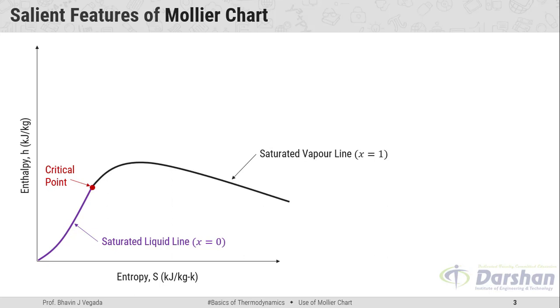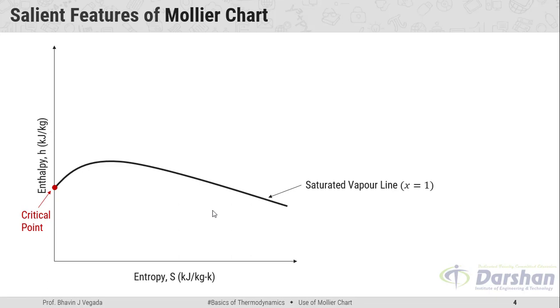The region below the saturated vapor line represents the wet region where we will be having a mixture of liquid and vapor with dryness fraction less than 1. The region above the saturated vapor line represents the superheated region which contains high quality steam. The commercially available Mollier chart shows only the right hand side portion of this dotted line. In such a truncated diagram, the properties of liquid cannot be read. So let us move to this truncated diagram.